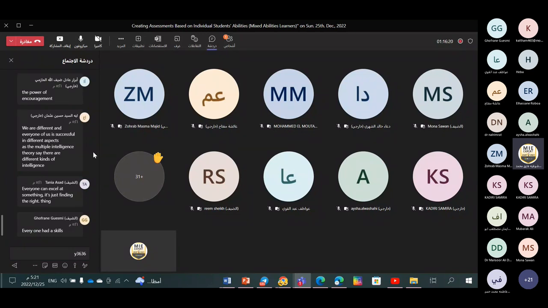But before that, Ms. Aya says we are different and every one of us is successful in different aspects. As in the multiple intelligence theory, see, there are different kinds of intelligences, right? Someone is intelligent, for example, in writing poetry, someone in composing poetry, in reciting the Holy Quran, in jumping, in sports, in music, etc. So it is very important to note that.